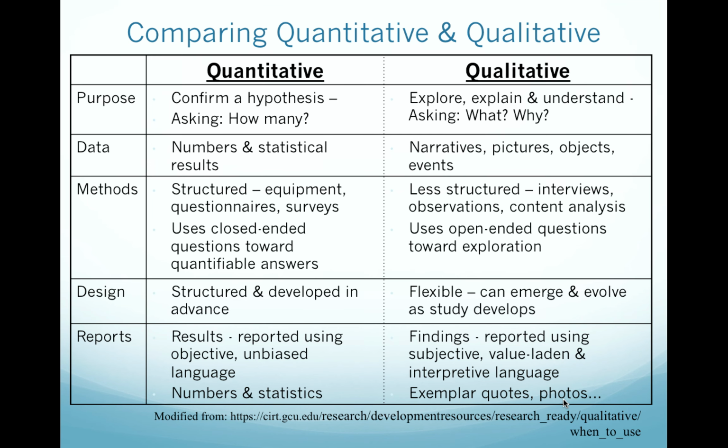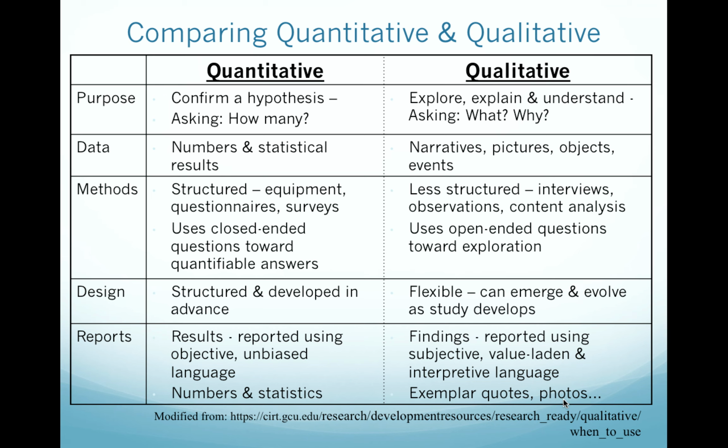There might be specific equipment like scales or some kind of psychological equipment or things like that, or very, very specific and well-developed questionnaires and surveys. They often use closed-ended questions toward quantifiable answers. So that's like the tick marks that I was showing you before, where you're forced to just check a specific answer, and you don't really have a lot of leeway to add more things or to be a little more nuanced in your answers. The design in quantitative is usually very structured, and it's developed in advance.